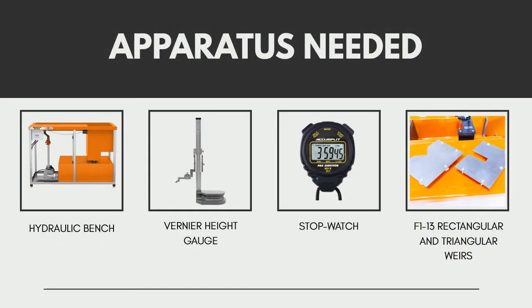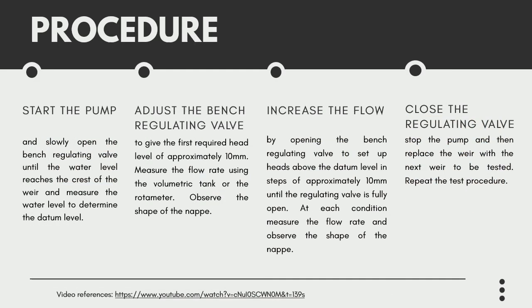The apparatus needed for this experiment are the following: hydraulic bench, vernier height gauge, stopwatch, and the rectangular and triangular weirs. The procedure for this experiment is, first, start the pump and slowly open the bench regulating valve until the water level reaches the crest of the weir, and measure the water level to determine the datum level. Second is to adjust the bench regulating valve to give the first required head level of approximately 10 mm. Measure the flow rate using the volumetric tank or the rotameter. Observe the shape of the nappe.